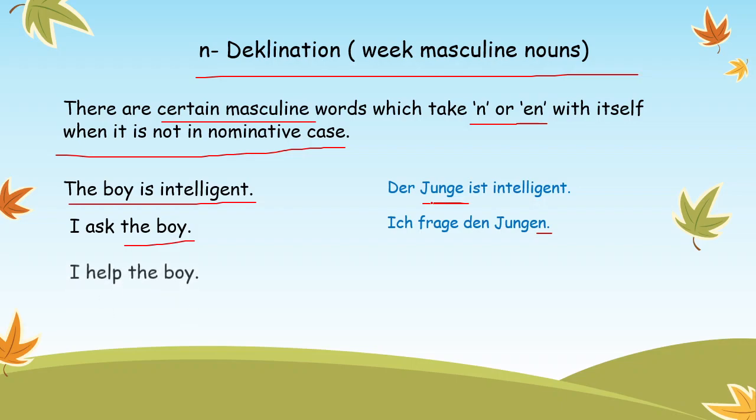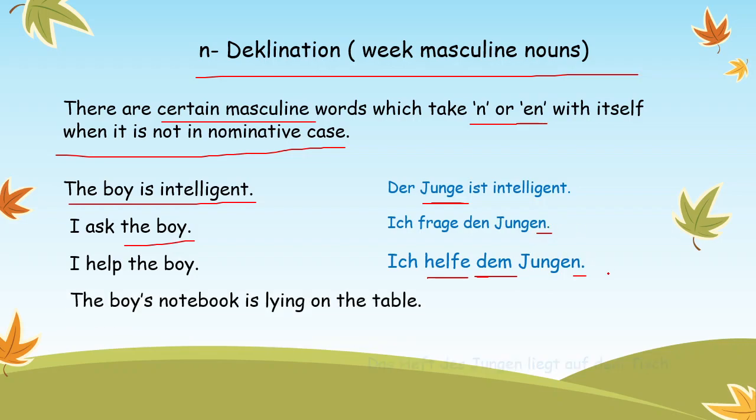Let's see an example with the dative. I help the boy. Ich helfe dem Jungen. Helfen takes the dative, so we change the article to dem and add N. The declination applies in the accusative, dative and genitive, not in the nominative. Das Heft des Jungen liegt auf dem Tisch. The notebook of the boy lies on the table. So this is the N-Deklination.